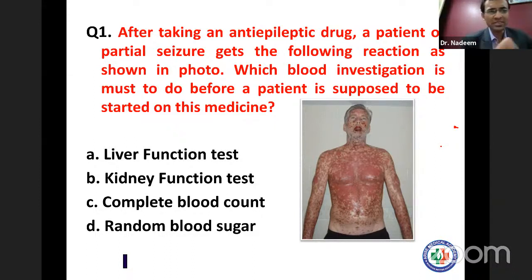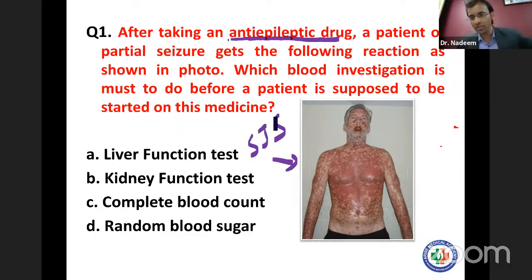First of all, after seeing this question, I can say that my patient has used one anti-epileptic drug. And this photo looks like Stevens-Johnson syndrome. So I have a 100% clue from the photo that my patient had Stevens-Johnson syndrome after taking an anti-epileptic drug, and especially my patient is having partial seizure. Now I can recall my pharmacology knowledge: how many anti-epileptic drugs are able to cause Stevens-Johnson syndrome?